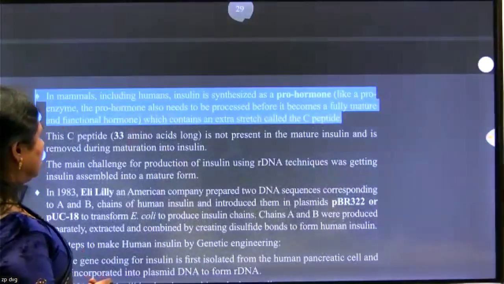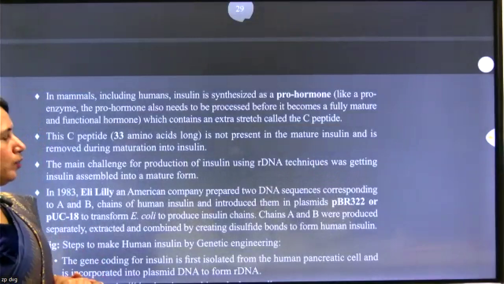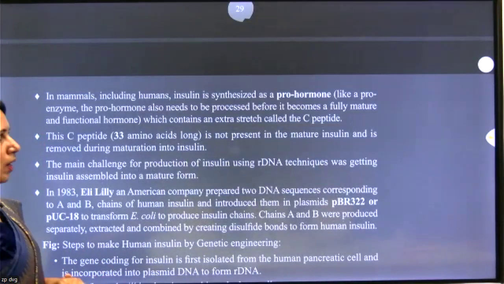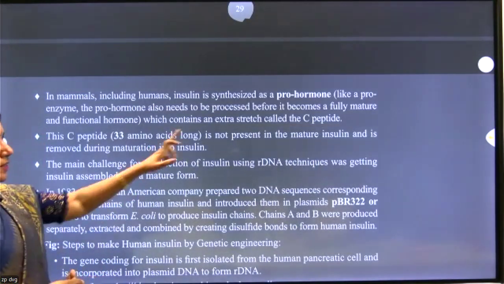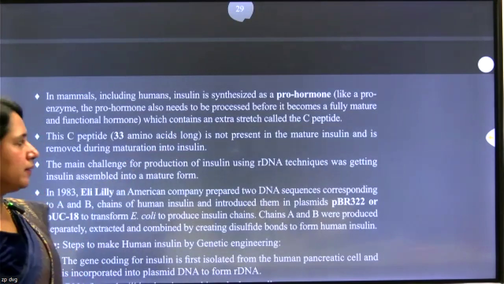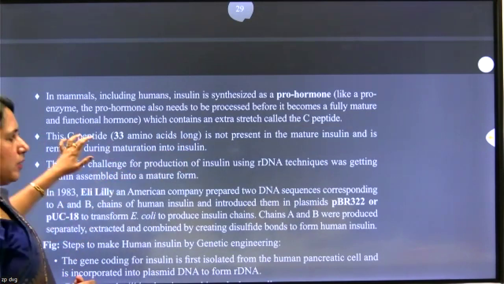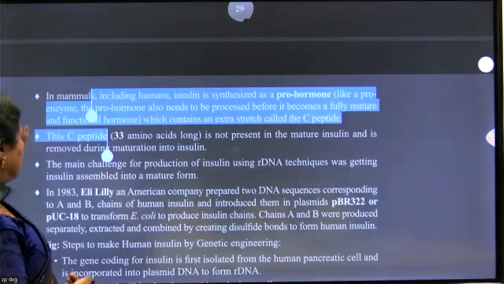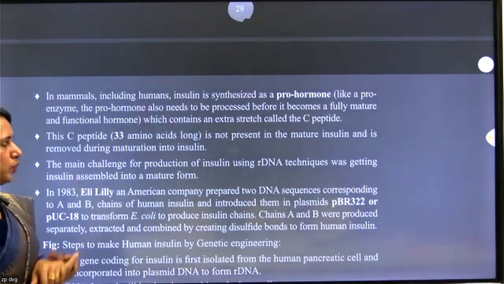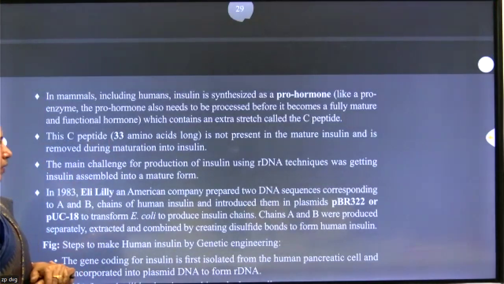In mammals, including humans, insulin is synthesized as a prohormone, which contains an extra stretch called C-peptide. This C-peptide is not present in mature insulin and is removed during maturation into insulin.